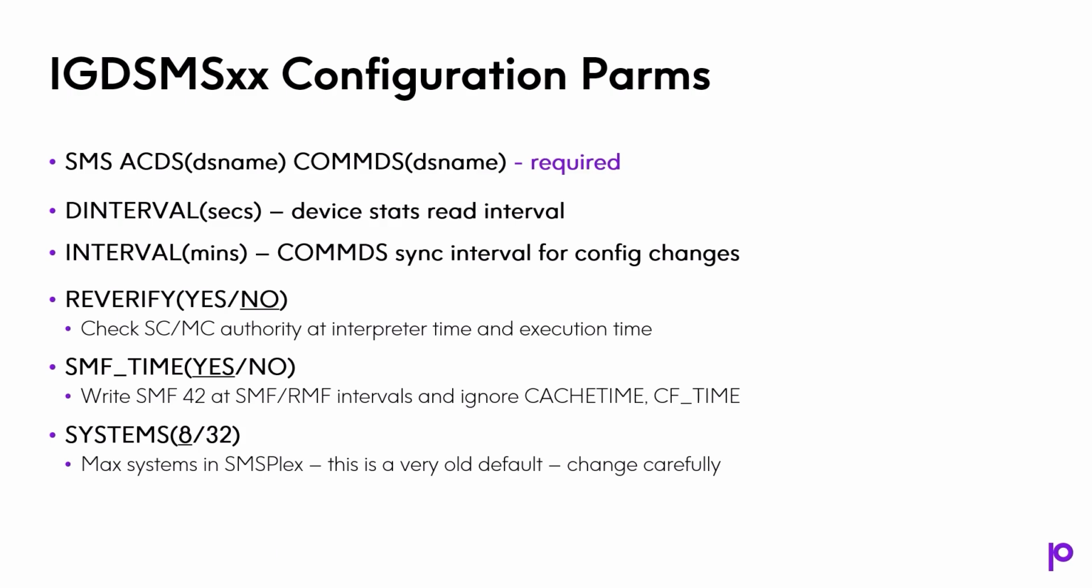This actually changes the format of the records in the SMS configuration, so it is a one-way change if you make that change. You can't fall back from a 32 system value to an 8 system value. But if you've got a large environment, you may want to look at changing that.